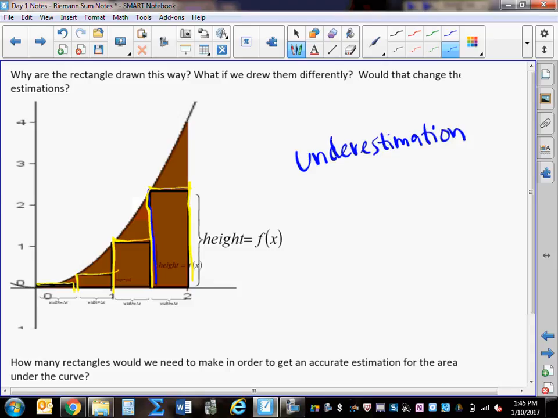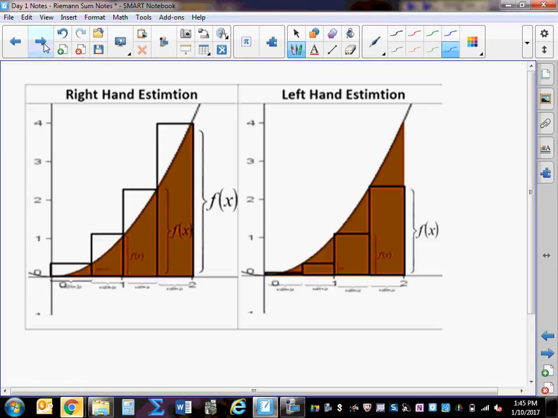It really depends on whether your function is increasing or decreasing to know if it's going to be over or under. And that is a type of question that the AP exam likes to ask, is if your estimation would be over or under the actual amount. So you have to keep that in mind.